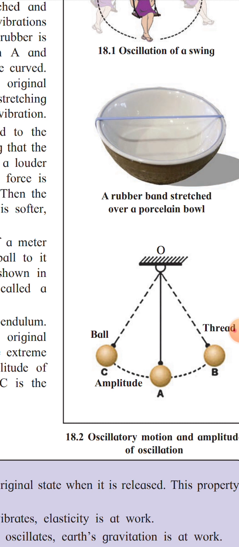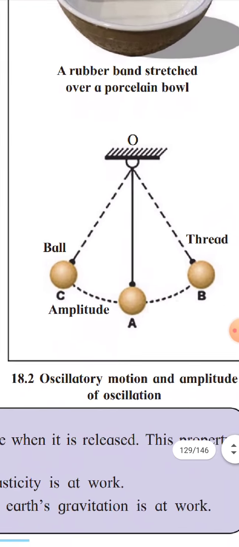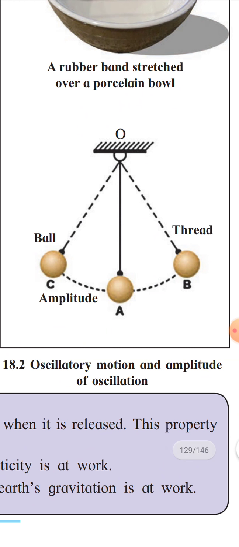Take a strong thread about half a meter long, tie an iron or wooden ball to it and suspend it from a support as shown in this figure. Such an oscillator is called a pendulum. Now, give an oscillatory motion to this pendulum. The maximum distance between the original position A and the extreme position B or C is called the amplitude of oscillation. In this figure, you can see AB or AC is the amplitude of the oscillation.